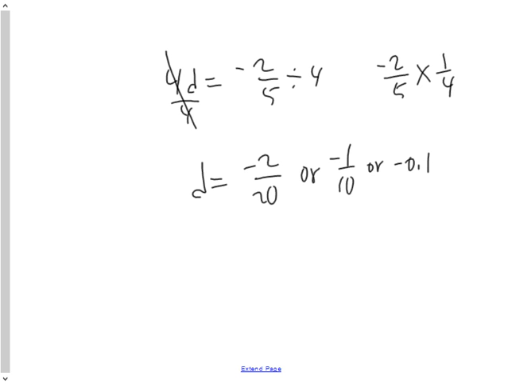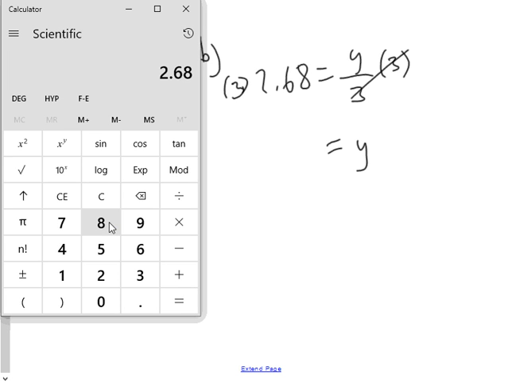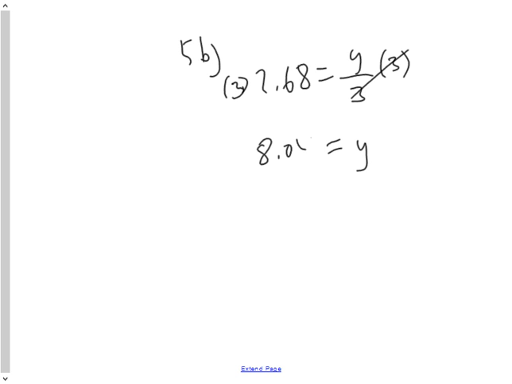In the second part, 5b, we have 2.68 equals a third of y. For this one, there really isn't much more we can do than just multiply both sides by 3, because you isolate y if you multiply both sides by 3. And 2.68 multiplied by 3 is 8.04. That's a pretty easy one.